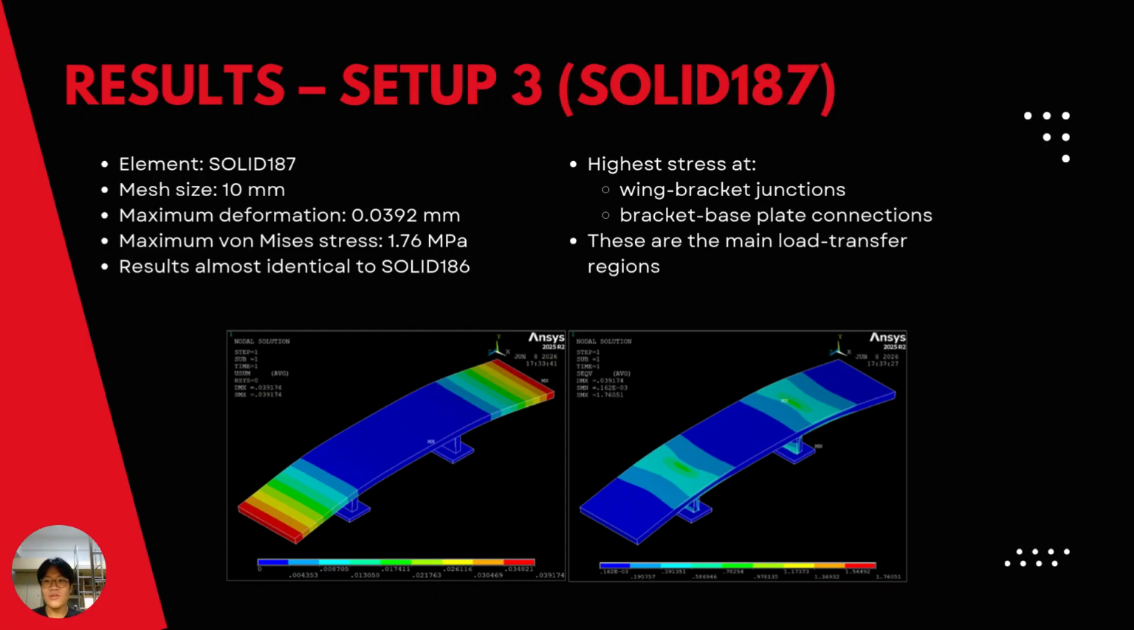For setup 3, using Solid187, the maximum deformation was 0.0392 millimeter, and the maximum stress was also about 1.76 megapascal. This result is almost identical to setup 2, which gives confidence that both higher-order elements are capturing the structural response well. The highest stress appears near the connection between the wings, brackets, and base plates, which makes sense because these are the main load transfer regions.